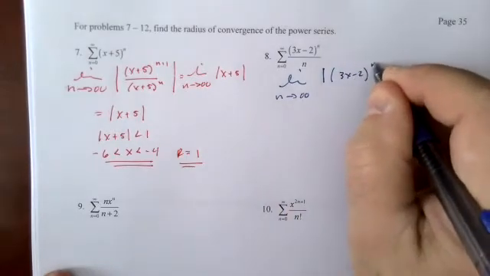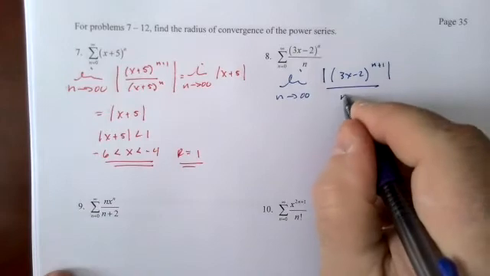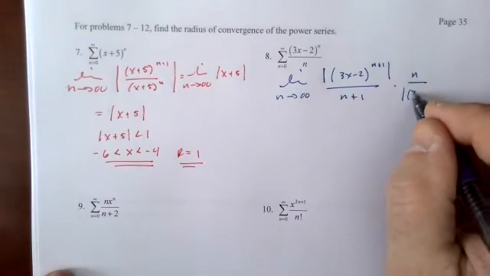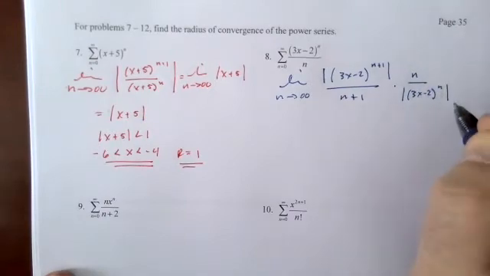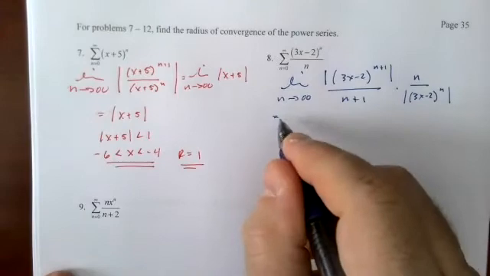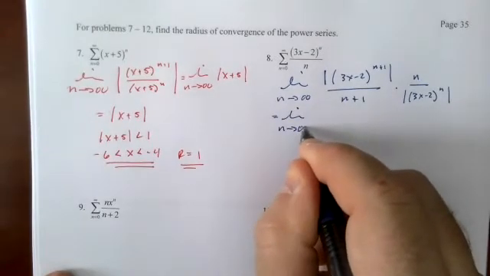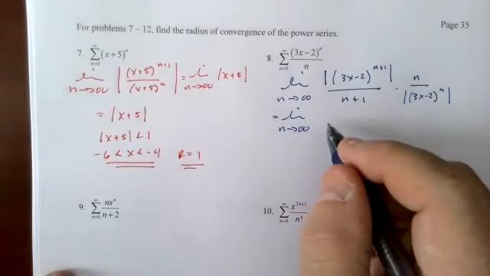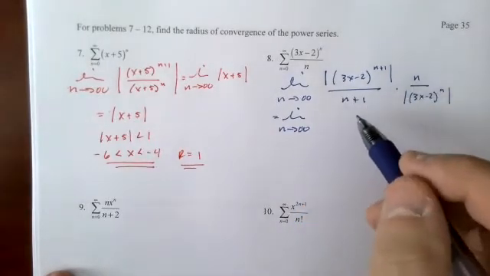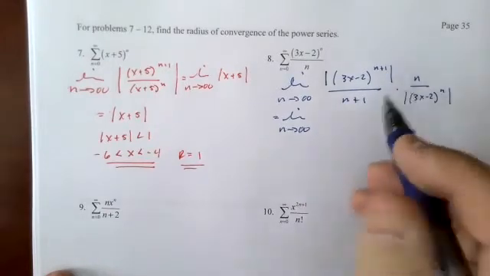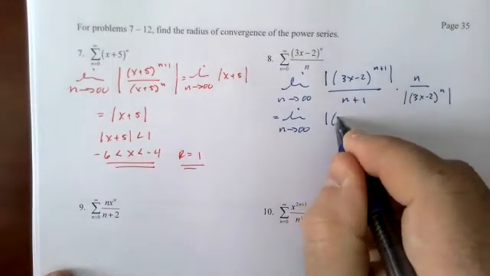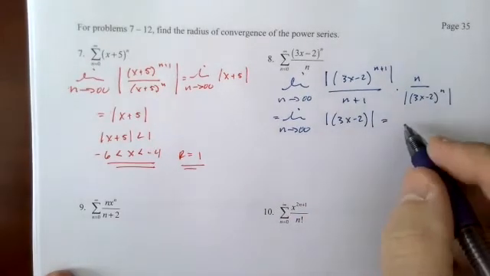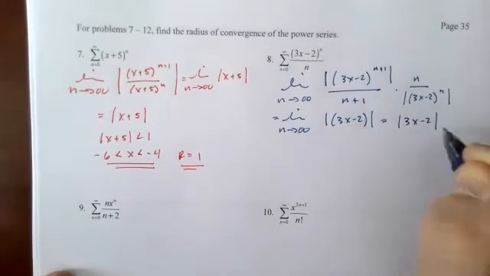The limit as n goes to infinity of (3x minus 2) to the n plus 1 over n plus 1, times n over (3x minus 2) to the n. I gotta start cutting to the chase. N over n plus 1 is 1. (3x minus 2) to the n plus 1 over (3x minus 2) to the n is 3x minus 2. I don't know why I wrote this twice. It's 3x minus 2.